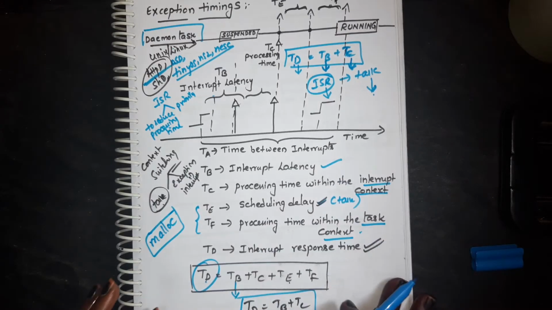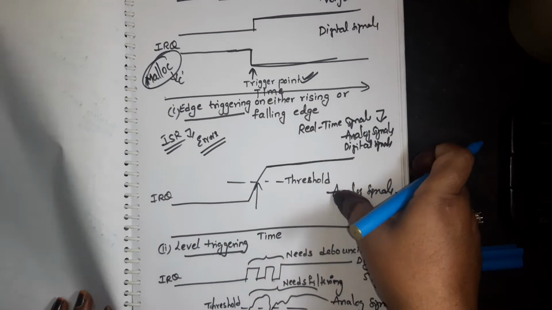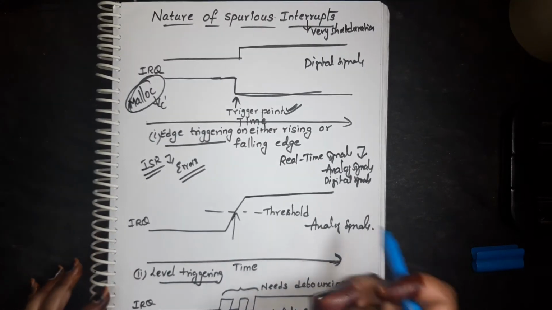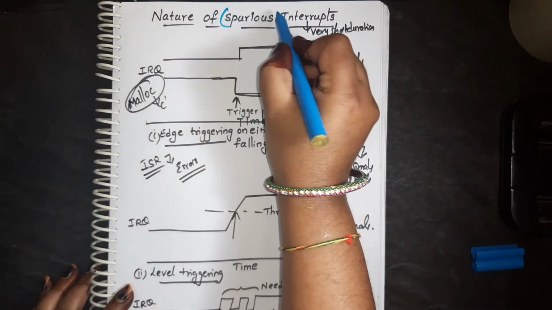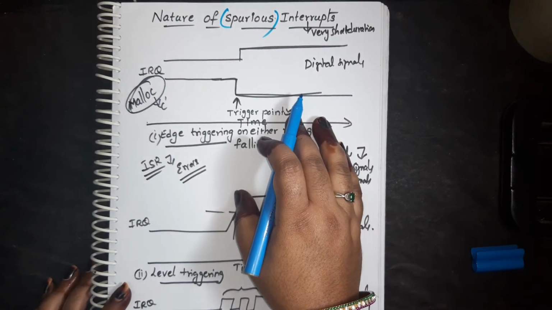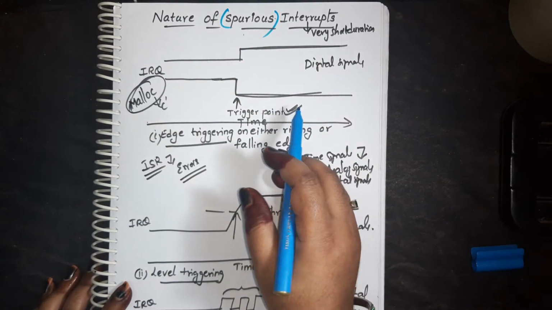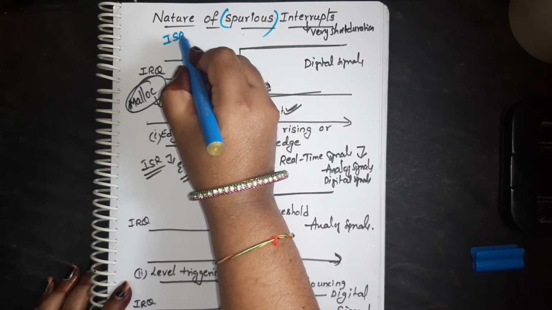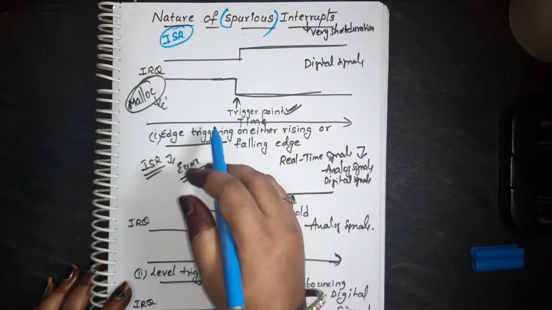Next, we are moving to the next concept, called the nature of spurious interrupts. So whenever spurious interrupts occur, these generally happen when an interrupt occurs and it is handled in the interrupt service routine section.